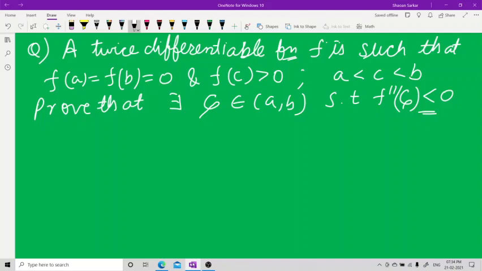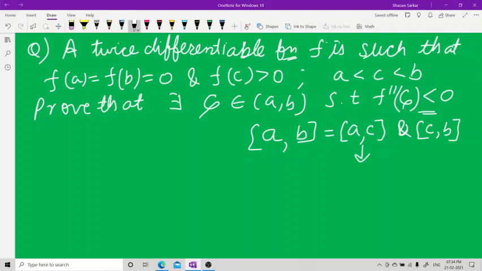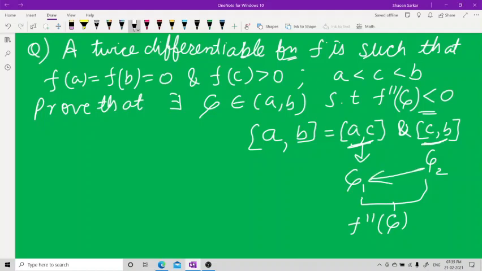you need to divide this closed interval ab into closed interval ac union closed interval cb. There should be one zeta 1 here and one zeta 2 here. Between this zeta 1 and zeta 2 there is a zeta for which f double dash zeta is there. You have to apply Lagrange once here, and apply Lagrange between these two.